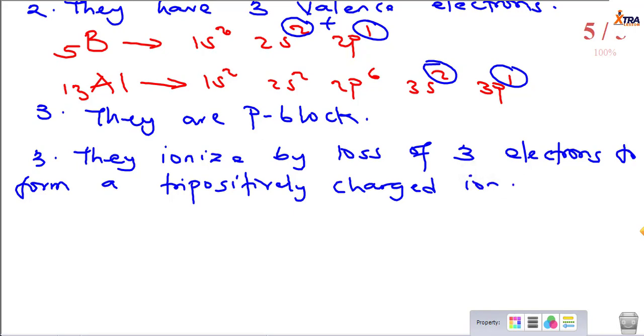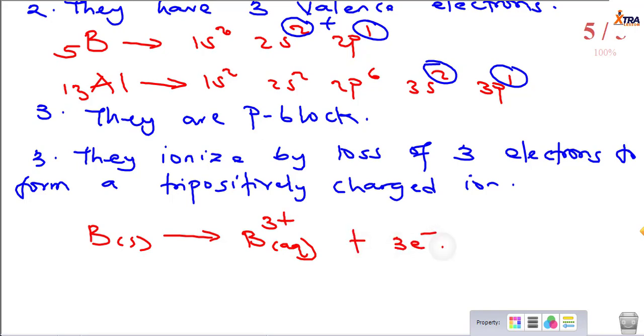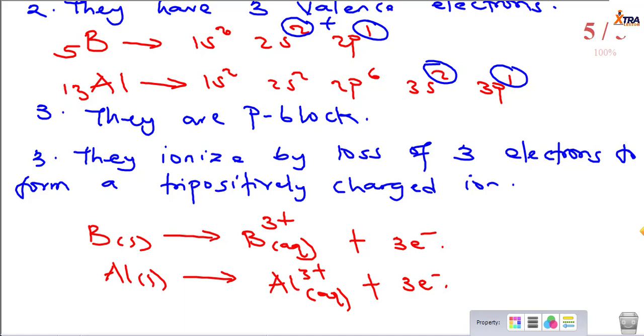So let's see the reaction of boron. So boron here in its solid state loses 3 electrons to form boron ion, right? Which is a tri-positively charged ion. Aluminium here ionizes by loss of 3 valence electrons to form a tri-positively charged ion. And that is it. Okay?